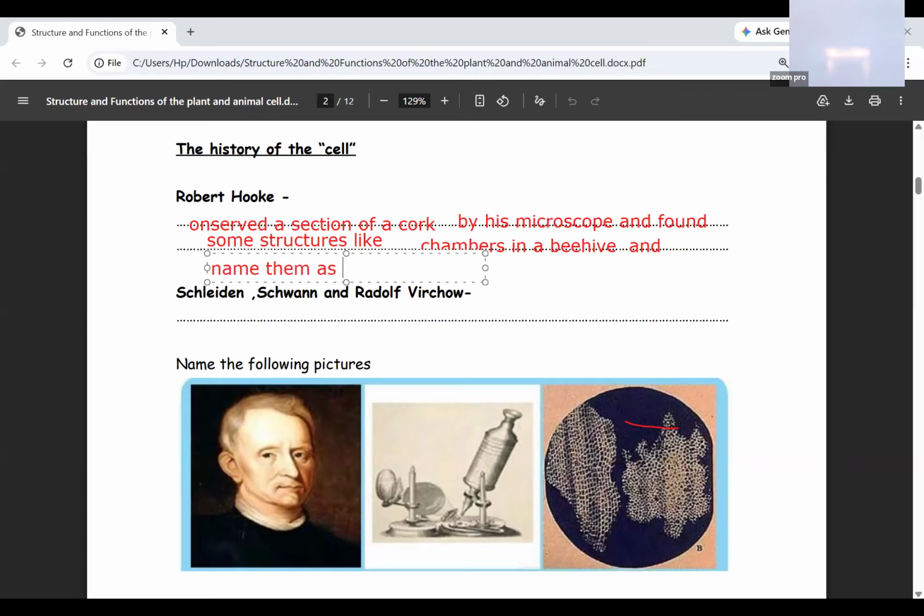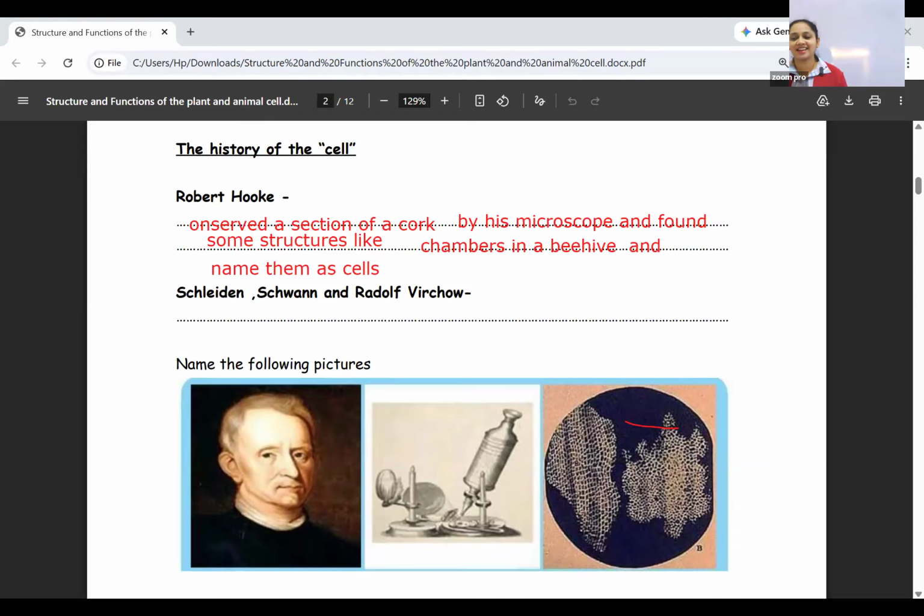Right? So he is the first person who observed the cells, but just the structure, just the shape, right? And he named them as cells. And I have given three people here in the next point: Schleiden, Schwann, and Rudolf Virchow. Their names are different from each other, right?